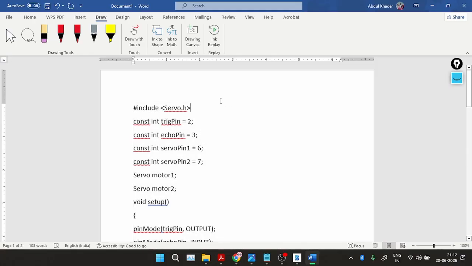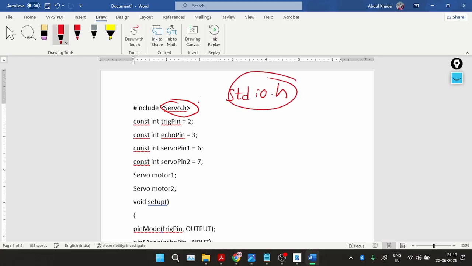In order to make the Arduino board work with the servo motors, definitely we need the servo motor header file. This is just like the common stdio.h, standard input output header file that we use to make the input and output devices work. Just like that, this is the header file, and trigger pin, echo pin. I'm assigning them to pin number 2 and pin number 3 of the Arduino board respectively. Since I'm using two servo motors, I need pin 6 and pin 7 of the Arduino board.